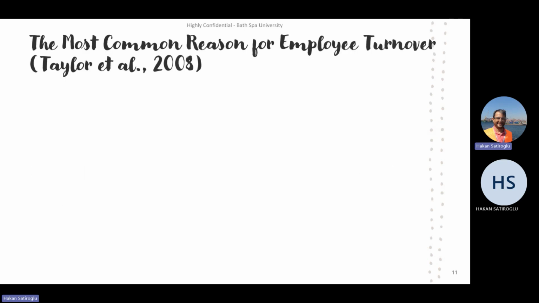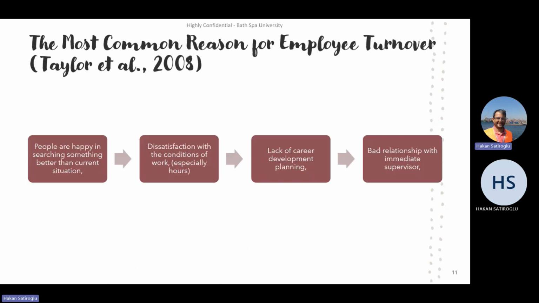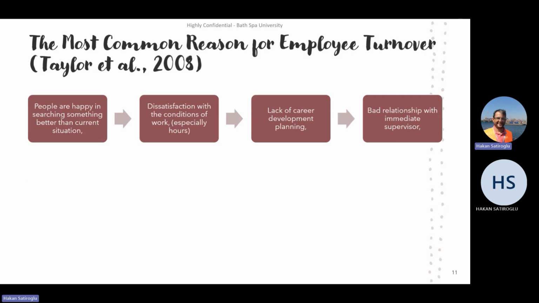I corrected that one. The most common reason for employee turnover, so this is about retention, we are talking about, Taylor et al. 2008. This is according to our textbook. People are happy in searching for something. This is a general tendency, and this is our freedom to find work.